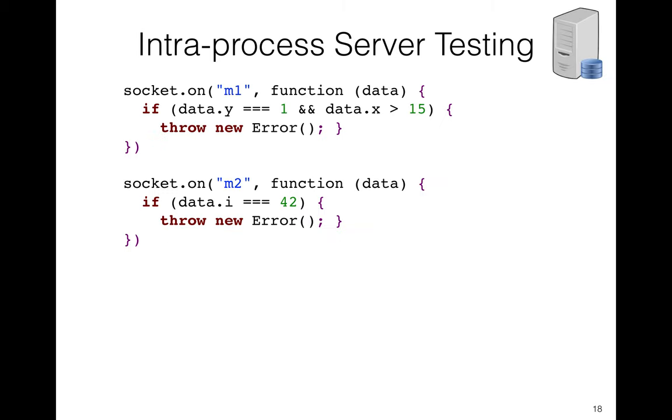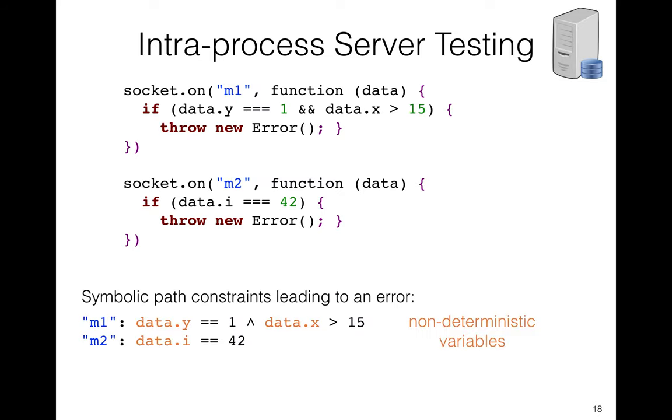To demonstrate both phases, I will switch to a new running example. Here is the relevant part of the server-side code of the example. The code defines two message handlers. In both cases, the data parameter of the handler refers to the actual value or the payload of the message. The first handler is called when the server receives a message of type M1, and if a certain condition involving the payload of the message is true, the handler throws an error. The second handler is called when the server receives a message of type M2, and it also throws an error if the Y field of the message payload equals the value 42.